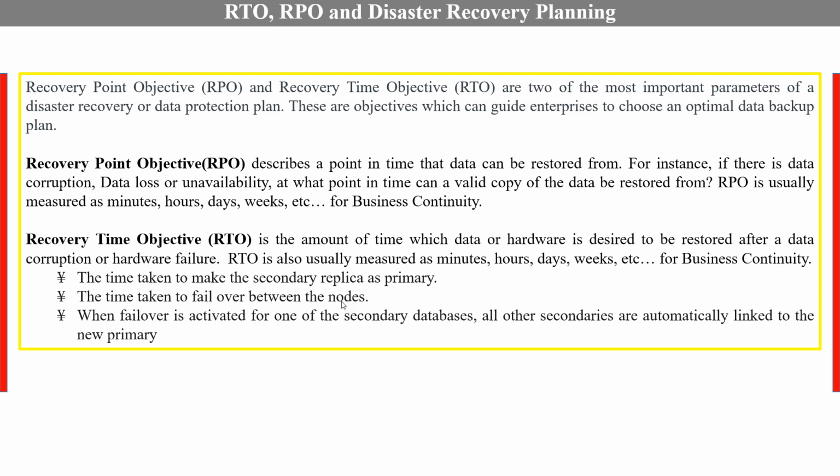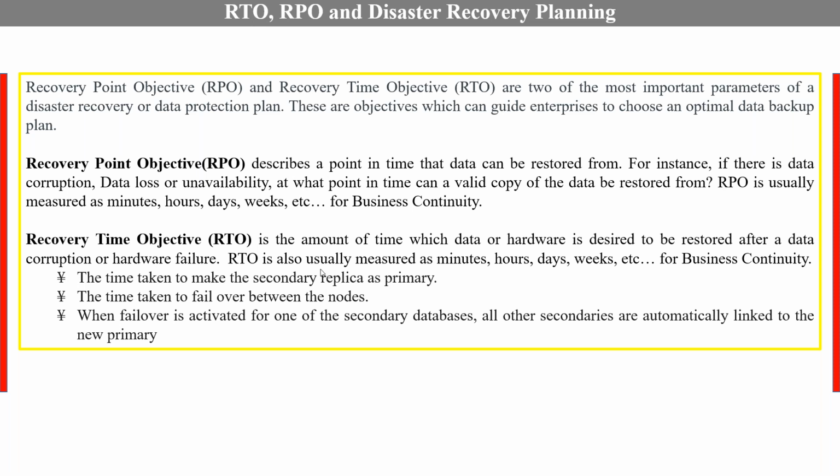So the time taken to make secondary as a primary as well, that is very important. The time taken to fail over between the nodes. If you configure clusters, Windows failover clusters, if something happened to one node, automatically another node will take responsibility, sir. Node means server, sir. If something happened to one server, another server needs to take the responsibility, right? How much time it is taking to take the responsibility, that is also very important, sir.